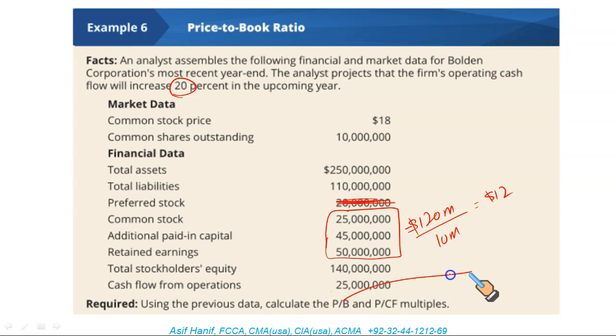We need to find the price to book ratio. Price to book ratio is simply the market price per share, 18, over book value per share, 12, straight. 18 by 12 gives you 1.5.